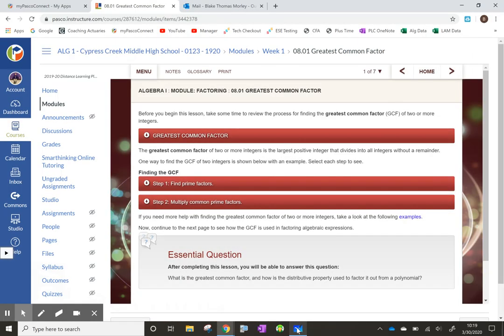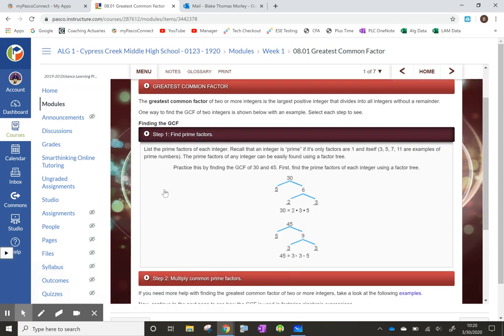So before you begin this lesson, take some time to review the process for finding greatest common factor of 2 or more integers. So here we're talking about factoring. And one of the main things about factoring is greatest common factor. All right, GCF for short. Now, here's how we find greatest common factor. Let's look at step 1, right? So here, list the prime factors of each integer. Recall that an integer is prime if the only factors are 1 and itself, such as 3, 5, 7, 11. These are all prime numbers because they can't be divided by anything.